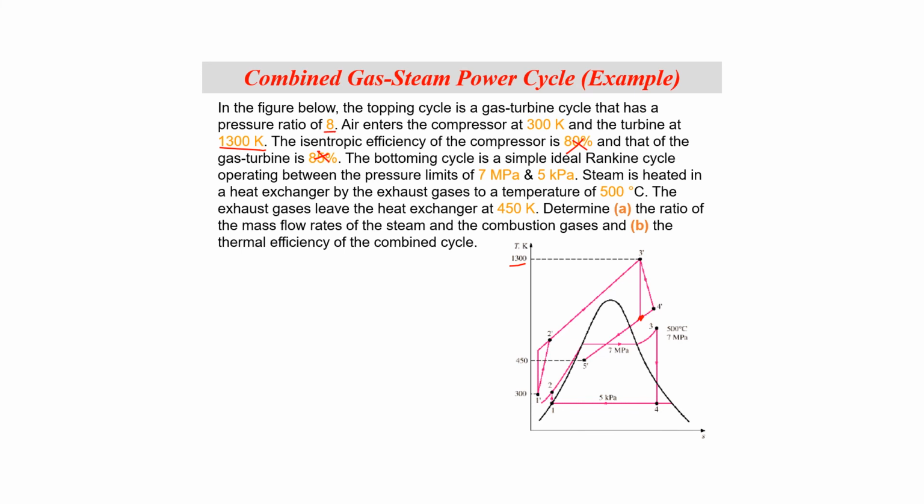So that means that we take the PR at 1300 Kelvin and we divide that by 8, and we take the PR at that value and we find out the temperature T4.